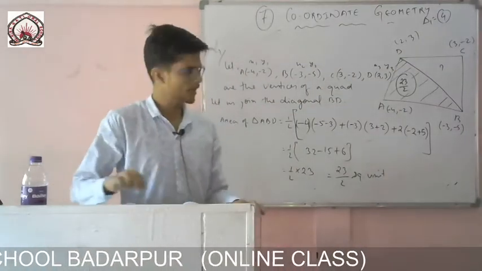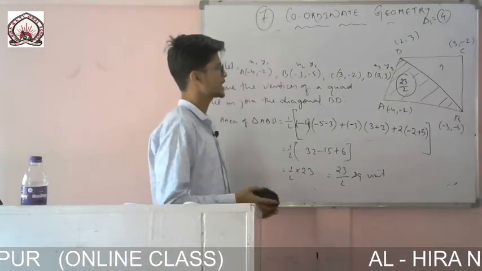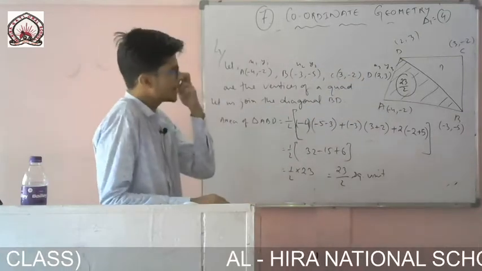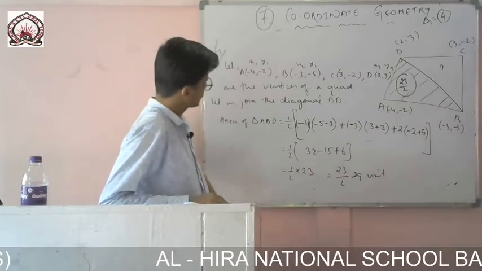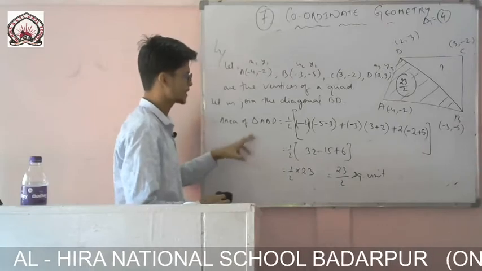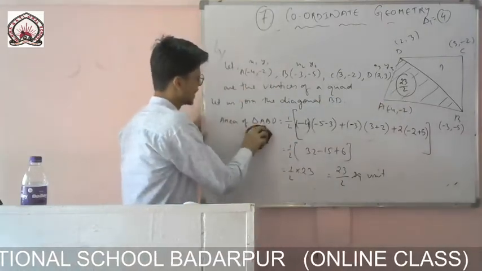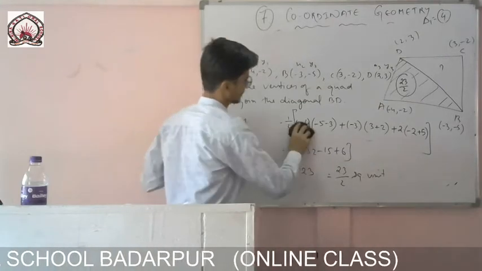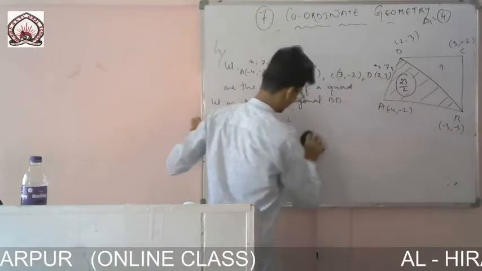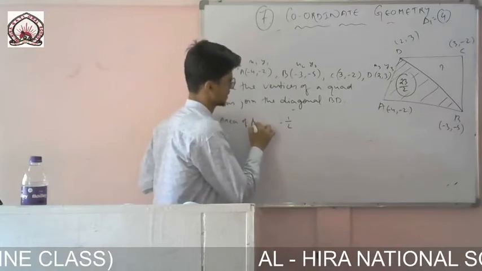Okay, now similarly I will find the area of the next triangle. Area of triangle BDC, or you can say CBD. Okay, it is okay. So now I am erasing only this part. This one I have written, it came 23 by 2. So now I will find the area of the triangle CBD.